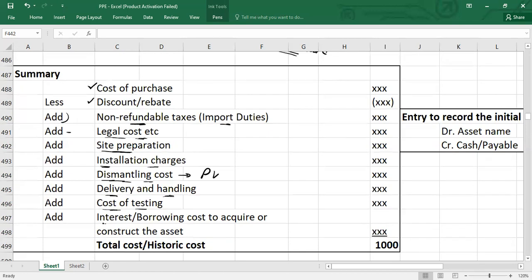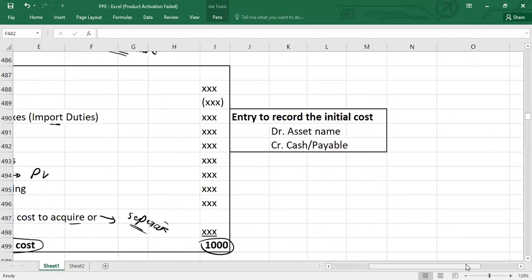It might also include the interest or the borrowing cost to acquire or construct the asset. For this, we will also cover in a separate video how to capitalize the interest cost. This is how you will get the total cost, which is also called historic cost. Let's assume this is $1,000 for the sake of the question. What we need to do here is debit the asset and credit the cash with $1,000. This is what is called initial measurement.